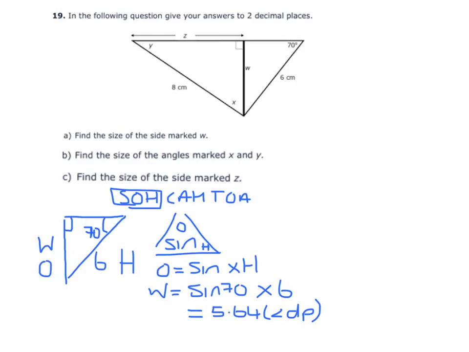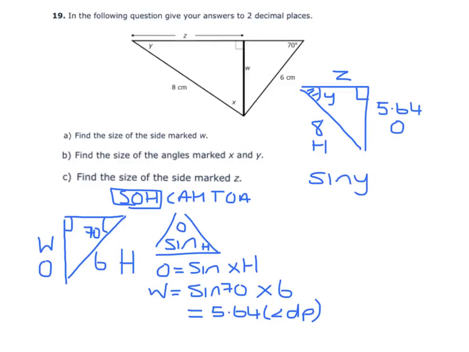If we now consider the triangle on the left, I know that W is 5.64. I have Z and I have 8, and then I have 2 angles to work out. So I'm going to start off with the angle at the top, the Y. 5.64 is opposite and 8 is hypotenuse. So I am using SO again, opposite and hypotenuse, and the sine of Y equals 5.64 divided by 8.